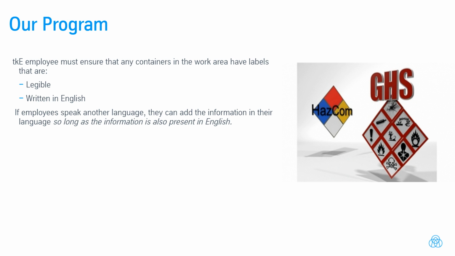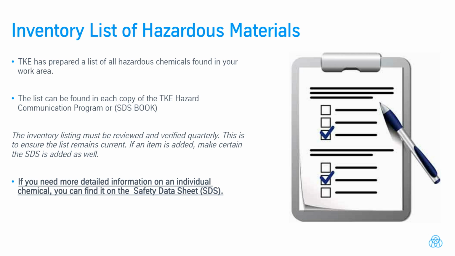TKE employees must ensure that any containers in the work area have labels that are legible, written in English. If employees speak another language, they can add the information in their language so long as the information is also present in English. Inventory list of hazardous materials. TKE has prepared a list of all hazardous chemicals found in your work area. The list can be found in each copy of the TKE Hazard Communication Program or SDS book. The inventory listing must be reviewed and verified quarterly. This is to ensure the list remains current. If an item is added, make certain the SDS is added as well.